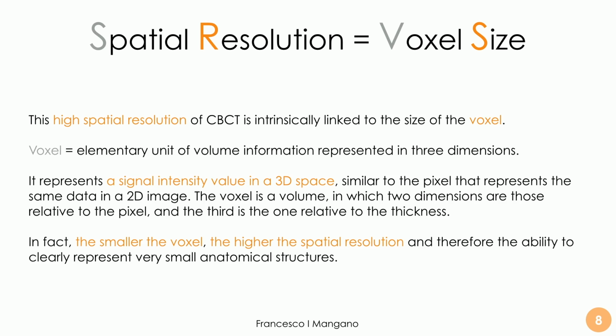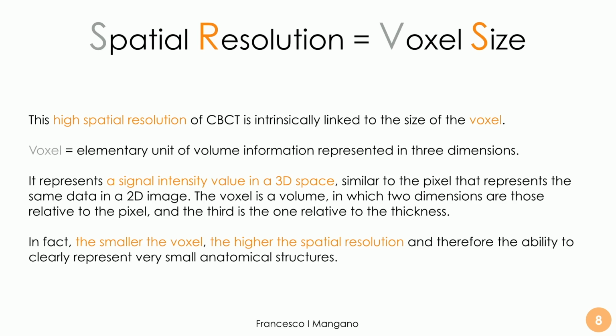So the voxel is the elementary unit of volume information represented in 3D. It represents a signal intensity value in a 3D space. So it's similar to the pixel for 2D, but here we are in 3D. The voxel is a volume in which two dimensions are those relative to the pixel, and then there's a third dimension, the thickness. So we can say that the smaller the voxel, the higher the spatial resolution, and so the ability for us to discriminate between small anatomical structures.